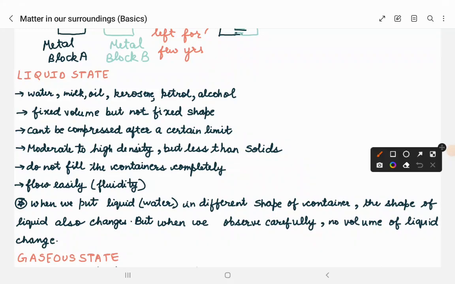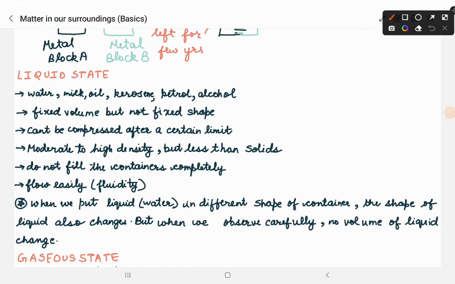Today we are going to start with our next topic, that is liquid state. In our previous class we had already completed the solid state, and in today's class we are going to start with the liquid state. So let us see first of all what examples are included in liquid state.